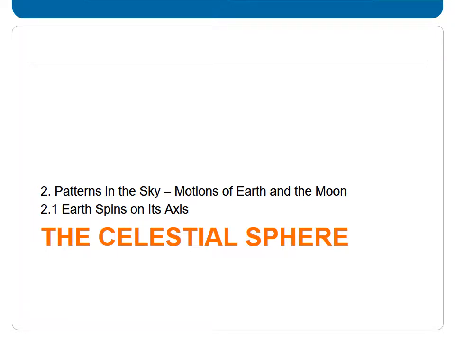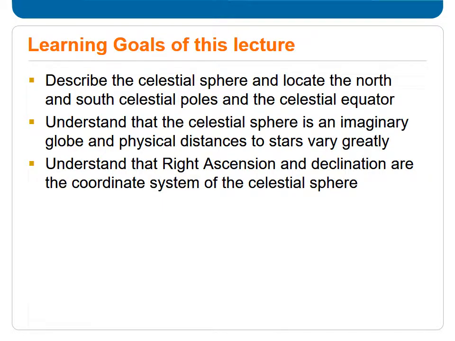The majority of Section 2.1 in the book is an introduction to the celestial sphere. The learning goals of this lecture are to describe the celestial sphere and locate the north and south celestial poles and the celestial equator, to understand that the celestial sphere is an imaginary globe and physical distances to stars vary greatly, and to understand that right ascension and declination are the coordinate system of the celestial sphere.